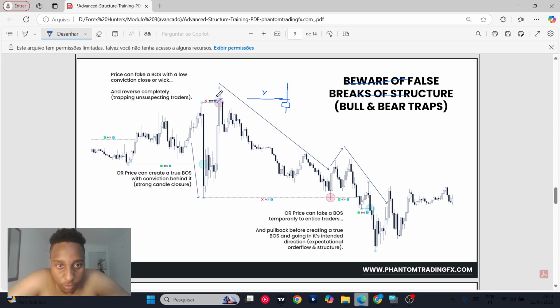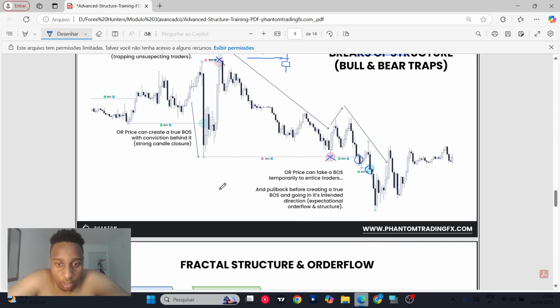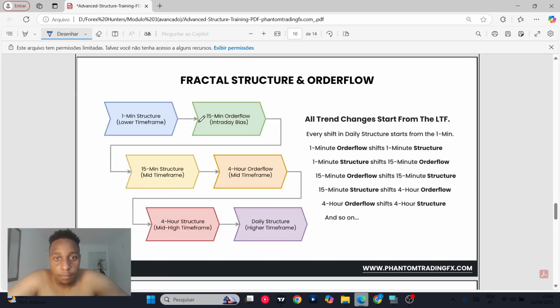So here's a false break of structure. Here's a false break of structure. This is a break of structure, because price really closed below the structure. And it's about this: basically, fractal order flow and structure.